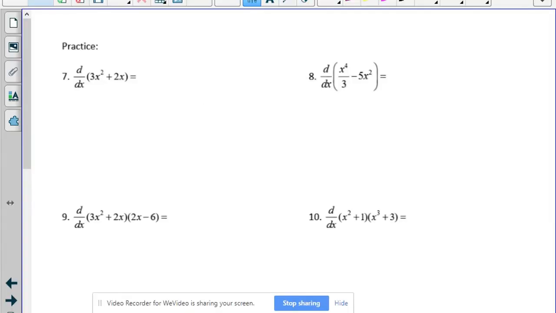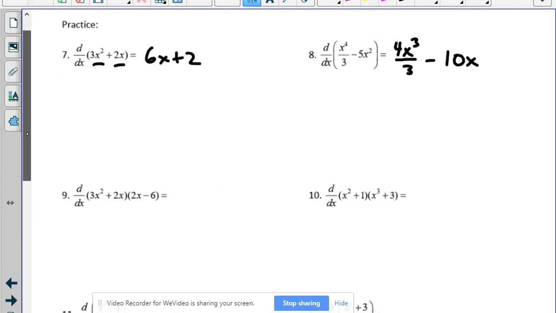So I'm going to do a couple of these real quick. The derivative in number 7, I just take the derivative of each part separately, so that's 6x plus 2. The derivative in number 8, I'm going to take the derivative of each part separately, so that is 4x cubed over 3 minus 10x.